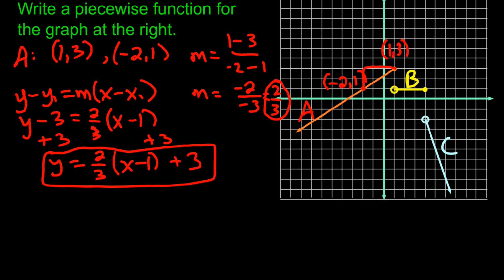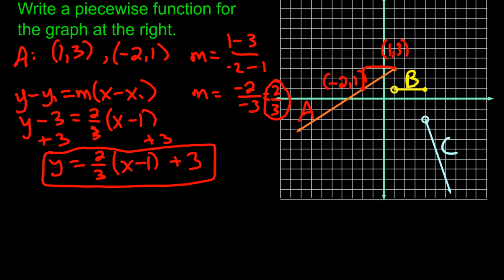If this bothers you and you're screaming, we got to distribute that 2/3, then distribute the 2/3. You can do that, but you do not have to. You do have to, however, get it just to y equals. You cannot leave it in point slope form, because when we write our piecewise function, it's not going to work out quite as nicely. Okay, that one was some work.